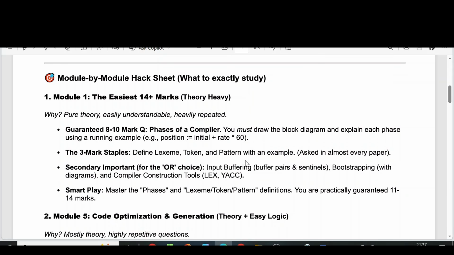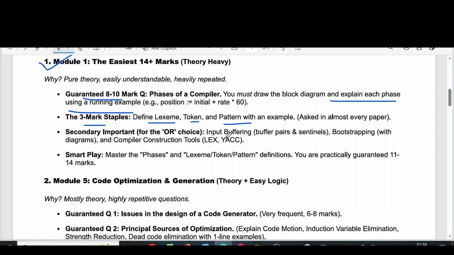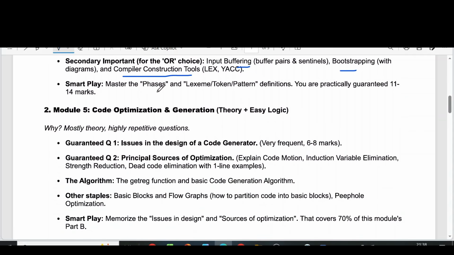We can discuss the pass strategy for the subject Compiler Design, S6 CS. First priority module is module 1. From this, a guaranteed 8 to 10 mark question is phases of a compiler. You must draw the block diagram and explain each phase using a running example. 3 mark questions are define lexeme, token and pattern with an example. The next or choice questions can be input buffering, buffer pairs and sentinels, bootstrapping with diagrams, and compiler construction tools like YACC. Master the phase and lexeme, token, pattern definitions.